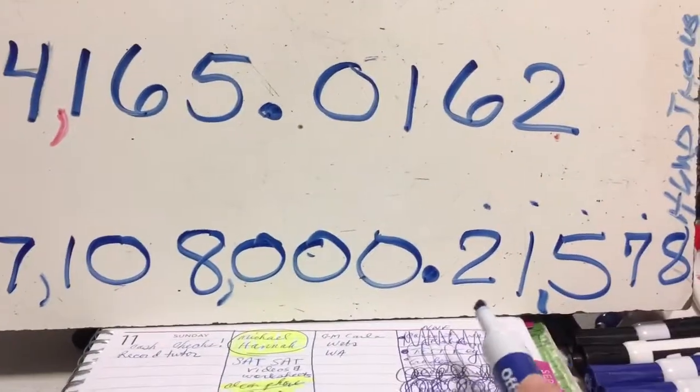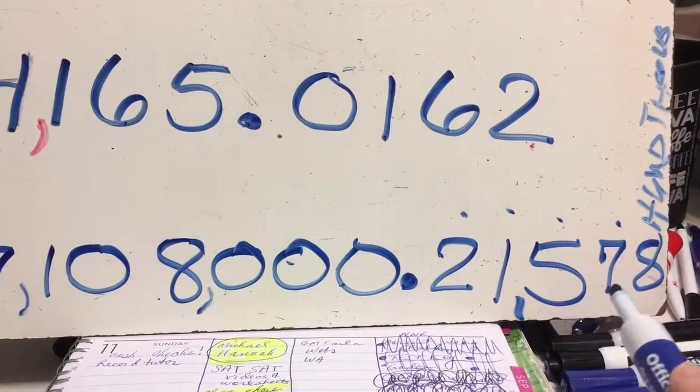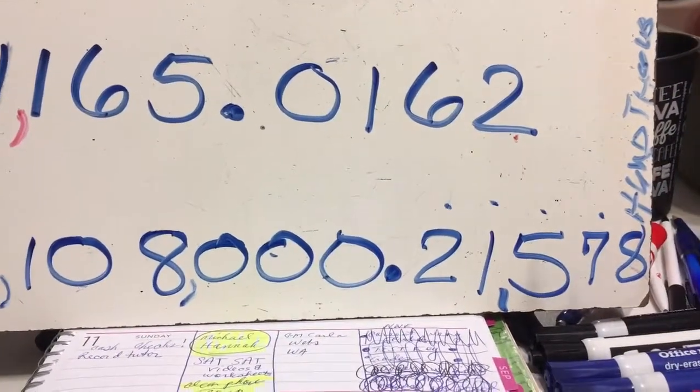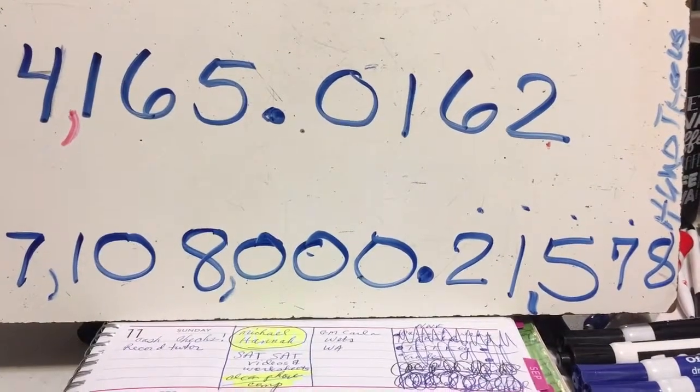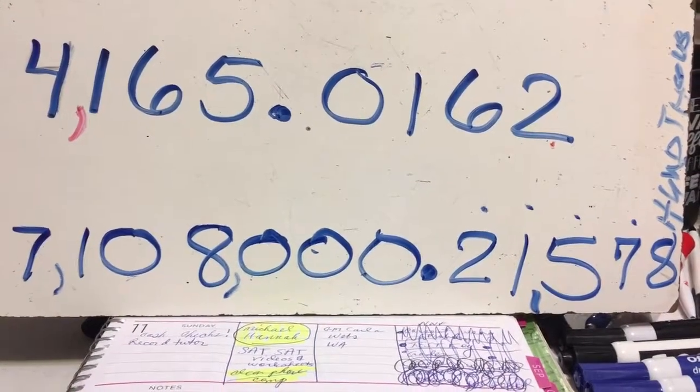7,108,000, 21,578 100,000ths. Okay, so that one was kind of complicated. I'm going to do it one more time.